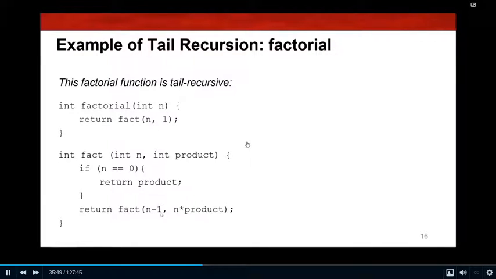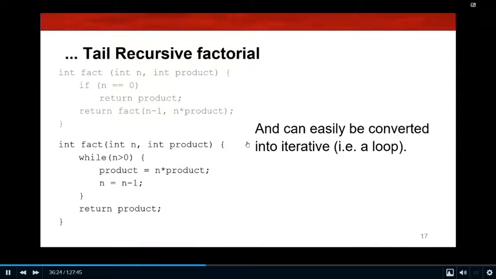So the n minus 1 and n times product get executed before the call to fact. So the last thing that is being done is the call to fact. That's why I can say that this one is tail recursive, because that's the last thing that is being executed, okay? Not the n times product. This is just an argument that will get resolved. So this needs to be performed before we make the call. Okay, so once we have that.